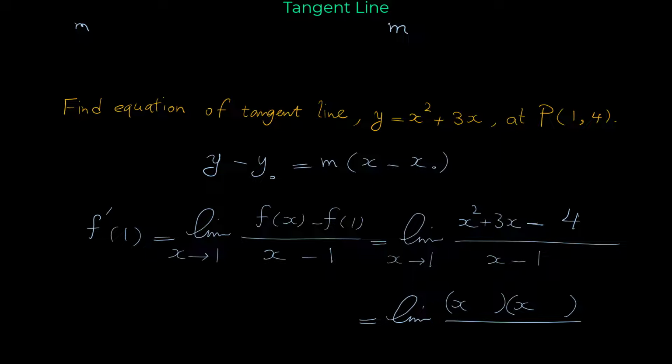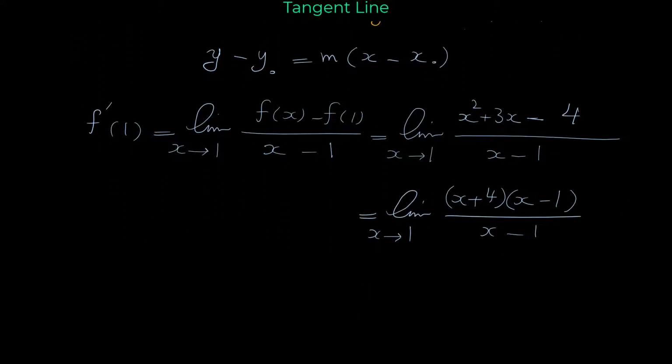One of them is 4 and the other one is negative 1. So plus 4 minus 1 all over x minus 1 as x approaches 1. Now if you cancel x minus 1 from numerator with x minus 1 from denominator, then we have limit of x plus 4 as x approaches 1.